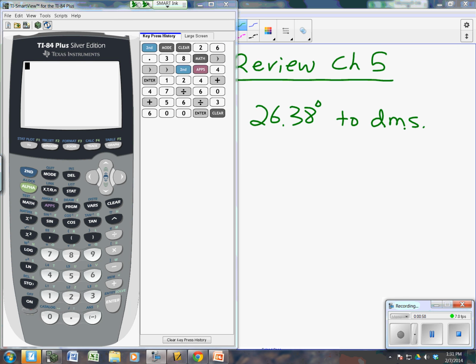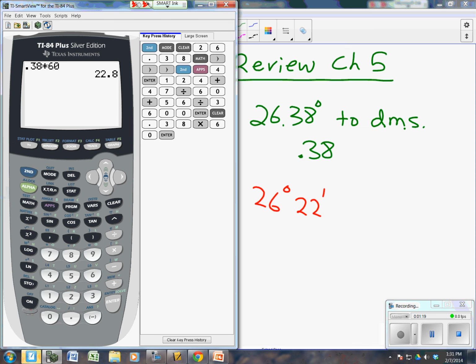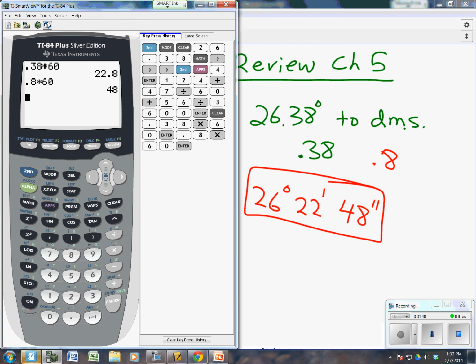This is how it's done. You take 0.38, which is the decimal, and you times it by 60. So 0.38 times 60, and you get 22.8. So my answer is 26 degrees, 22 minutes, and then you take the 0.8, the decimal there, and you times that by 60. And you get 48. And so it's 48 seconds. That right there is my answer.